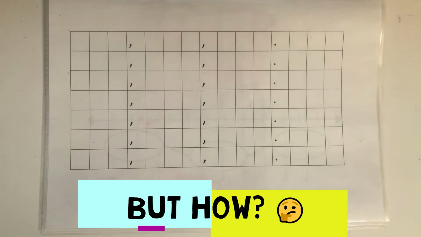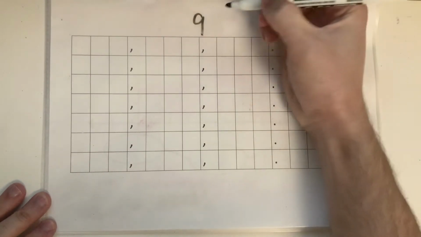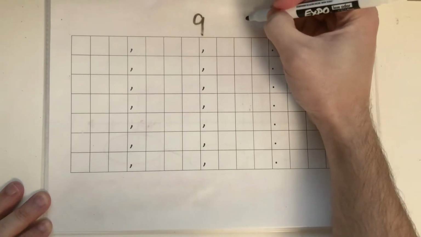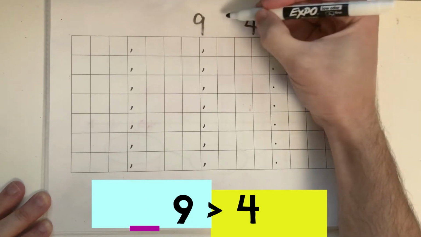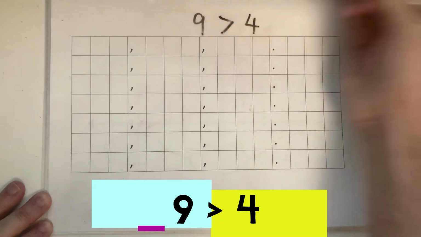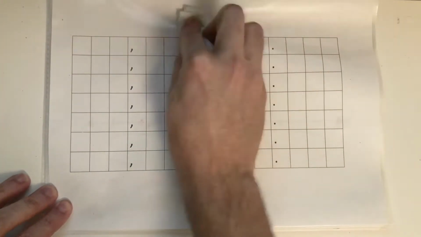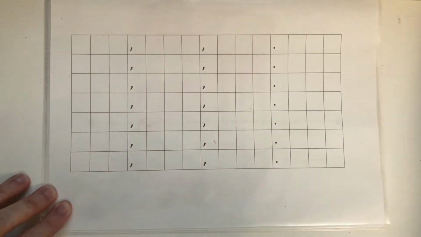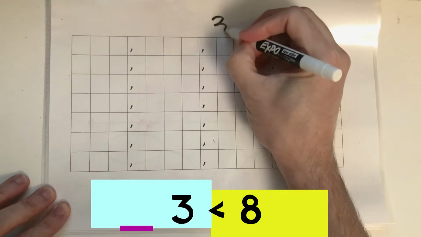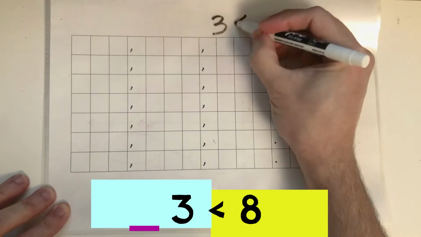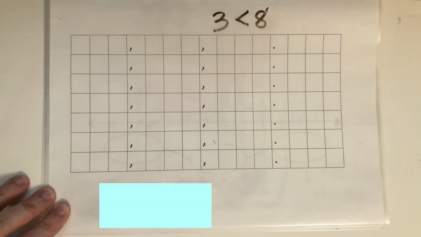Some numbers are easy to compare. We know that 9 is greater than 4 because 9 goes after the 4, right? So 9 is greater than 4. We know that 3 is less than 8 because the 3 comes before the 8.